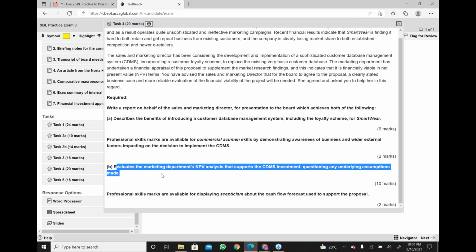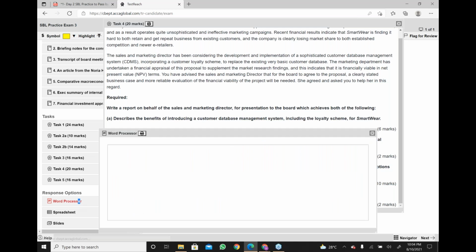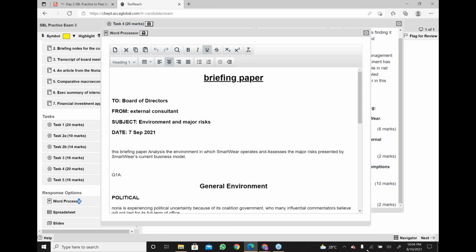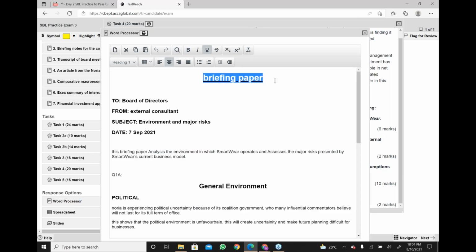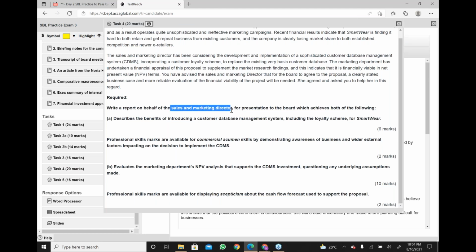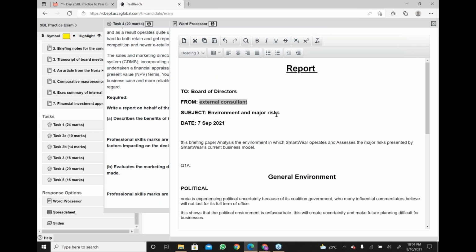So do you want to see the analysis? It is somewhere. Let me copy the requirement. Control C. I open my worksheet and I want to make the report first. I make a report. It is to the board of directors, from whom it was mentioned somewhere in the question, right? On behalf of the sales and marketing director. Control C. I go here, Control V and I paste. Sales and marketing director. Subject would be again this.